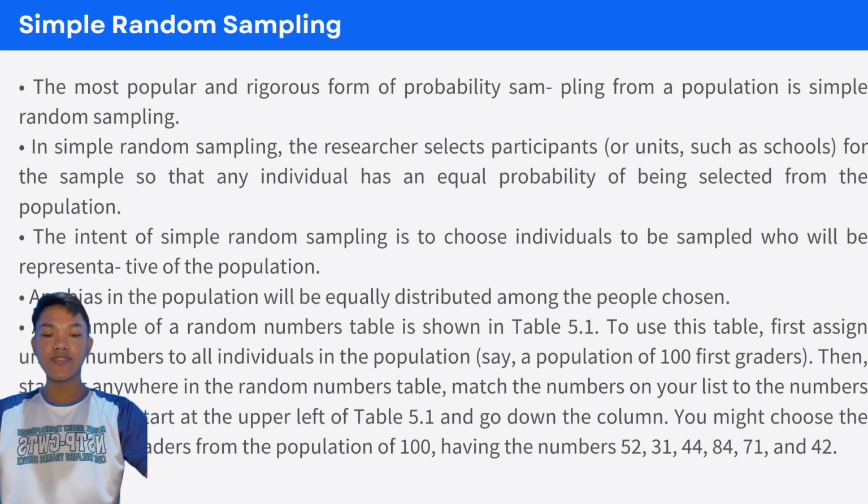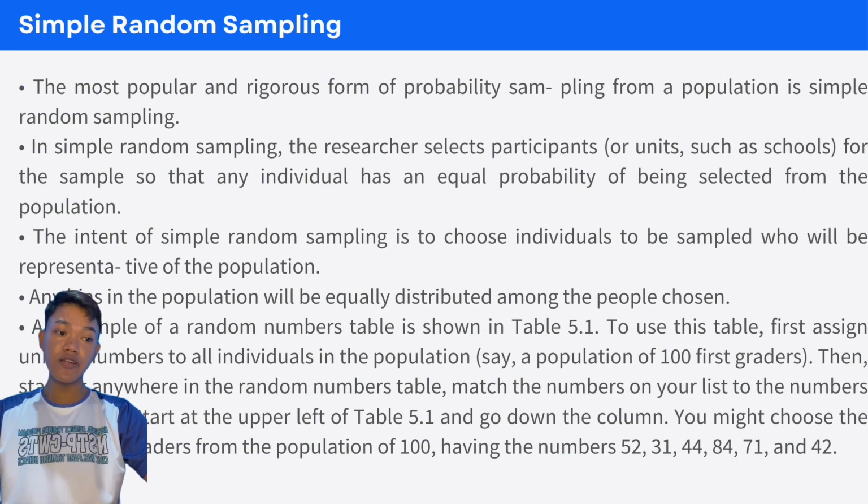So simple random sampling, this is the most popular and rigorous form of probability sampling. The intent of this method is to choose individuals to be sampled who will be representative of the population. But the bias of the researcher should be equally distributed among the people chosen. So how should it be done?